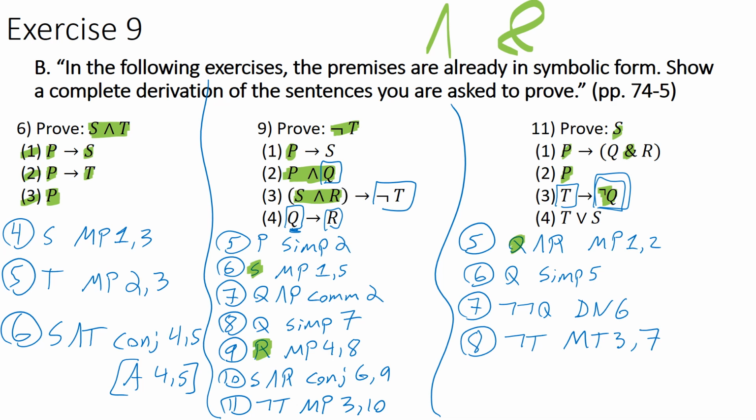Notice line 4, we have a disjunction, T or S, but T is not the case, so S must be the case. Thus for 9, we can get S by our disjunctive syllogism with lines 4 and 8. Not bad.